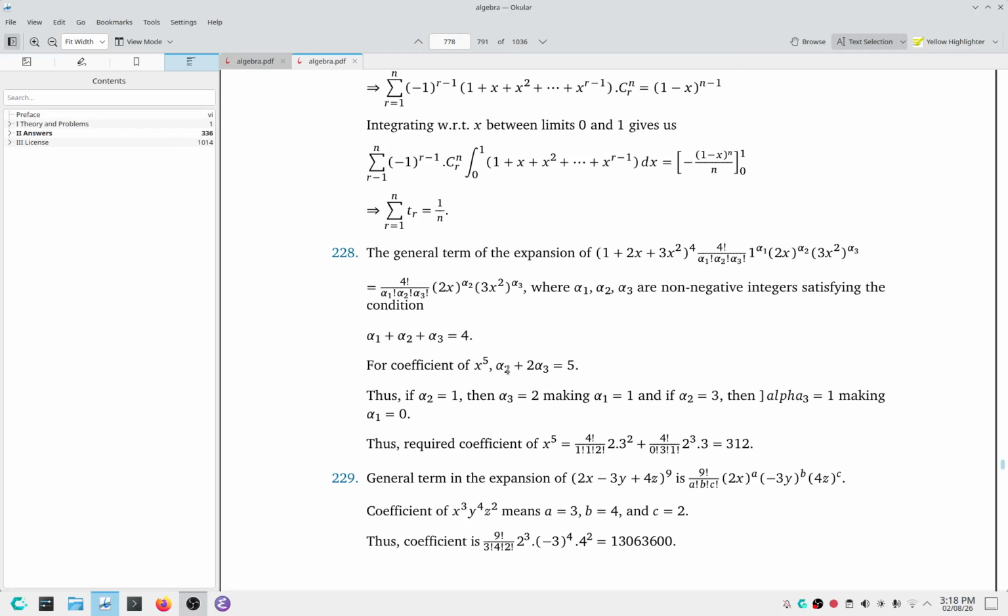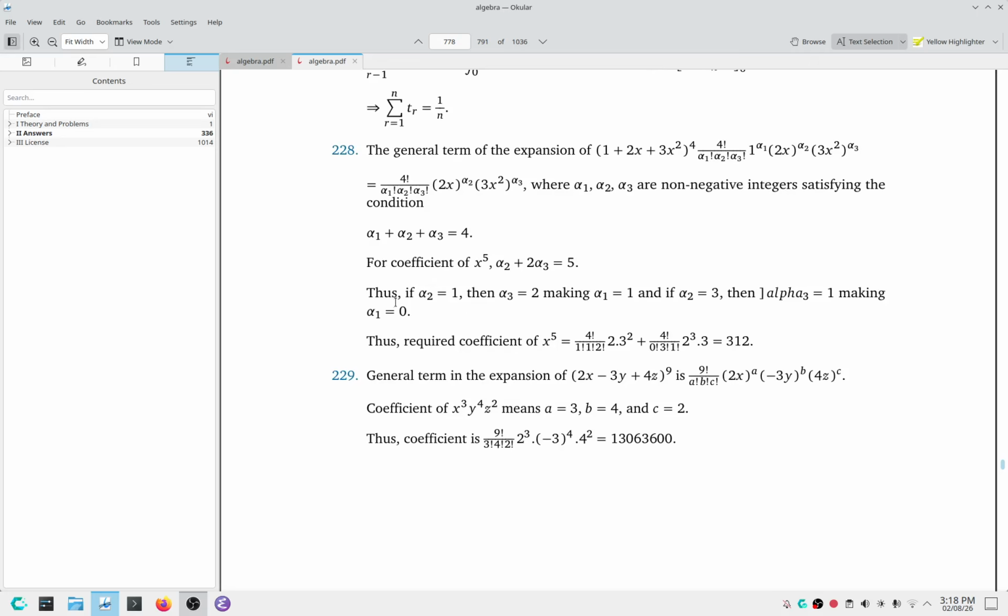For coefficient of x to the power 5, alpha 2 plus 2 alpha 3 is equal to 5, the powers of x here. Now we have two equations and three unknowns. So we need to do some trial and error. Now if alpha 2 is equal to 1, alpha 3 is equal to 2, making alpha 1 equal to 1. If alpha 2 is equal to 3, note that alpha 2 cannot be an even number, because if it is even, 2 alpha 3 will become odd, and then alpha 3 will be non-integer. So alpha 2 is equal to 3, then alpha 3 would be equal to 1, making alpha 1 equal to 0.